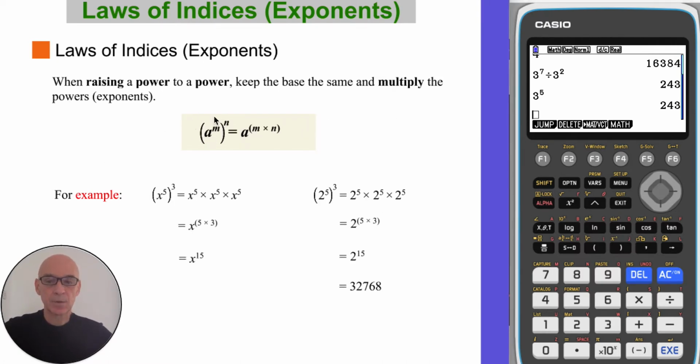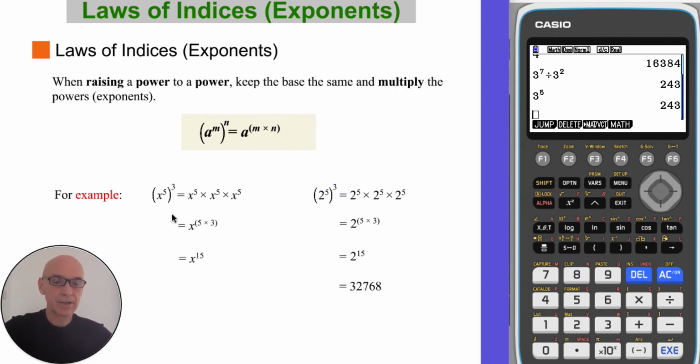This law states that when raising a power to a power, we multiply the powers together. For example, x to the power of 5 raised to the power of 3, we multiply these two powers together, giving x to the power of 15. Or repeating the calculation numerically, 2 to the power of 5 cubed, we keep the base 2 the same, and we multiply the two powers together, giving 2 to the power of 15.